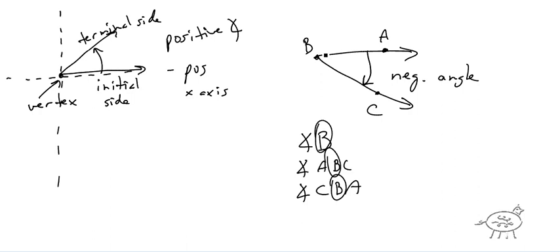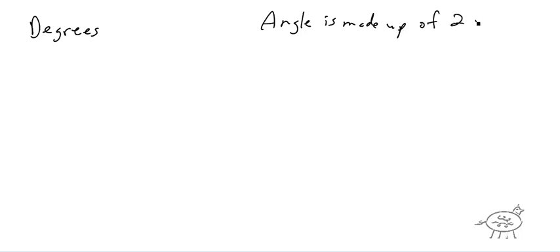There are 2 ways to measure these angles. We're going to talk about degrees for many, many chapters, and then we're going to talk about something else later on. I did mention before also, an angle is made up of 2 rays. I should really write that down here. Angle is made up of 2 rays. Very important.